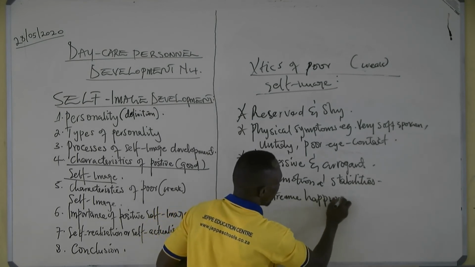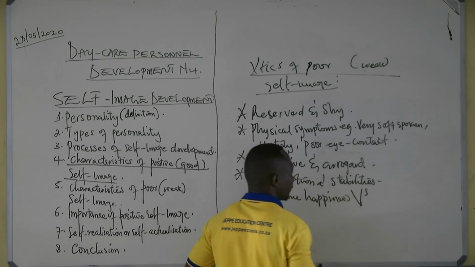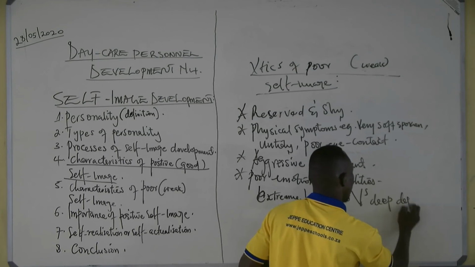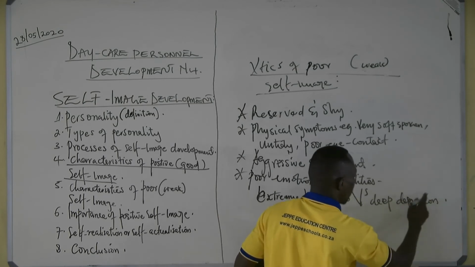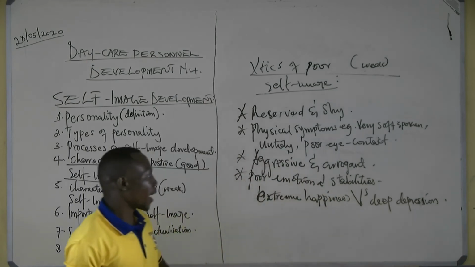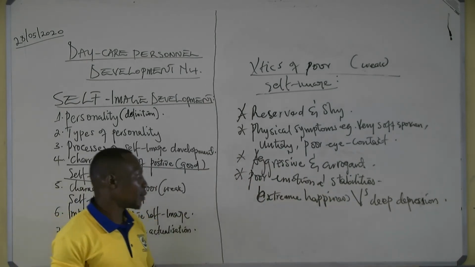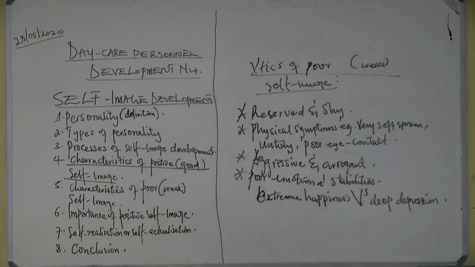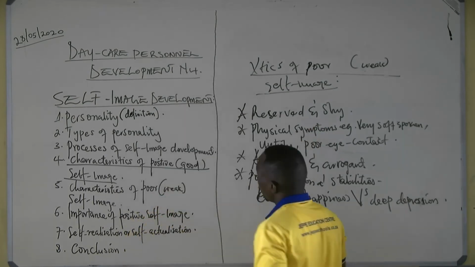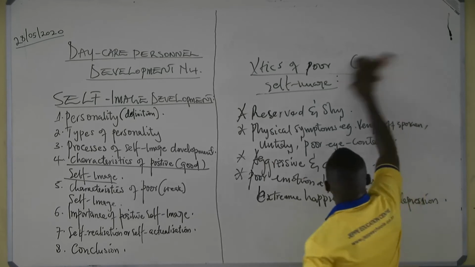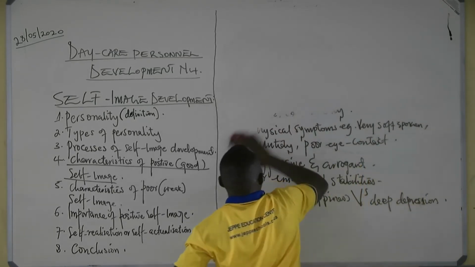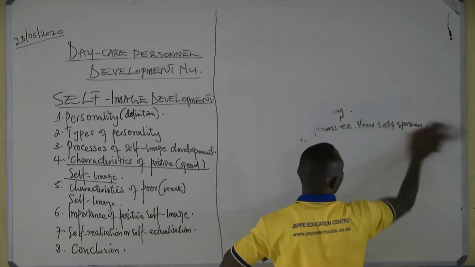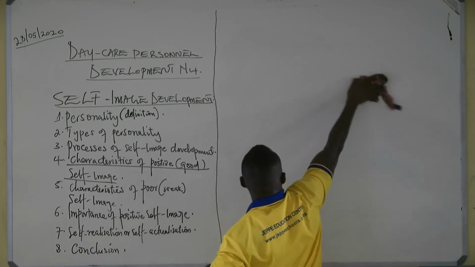It is very difficult for this person to balance what we call the extreme happiness and deep depression. Why? Because he or she cannot regulate and balance his emotions. And so many others here. As members out there, you can refer to the book I gave you to come up with more points.